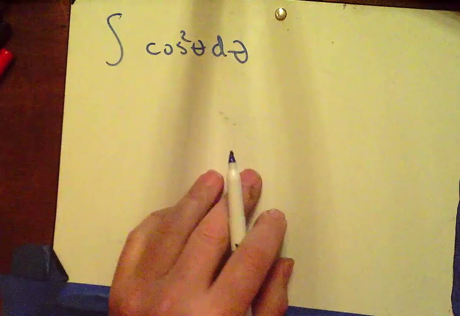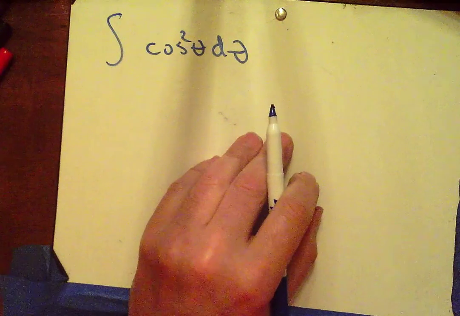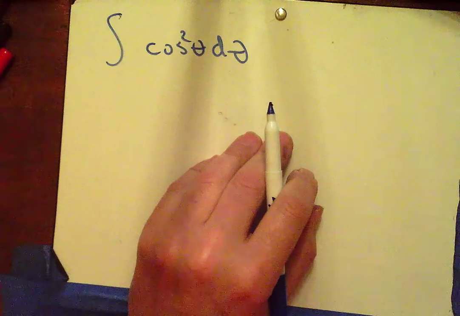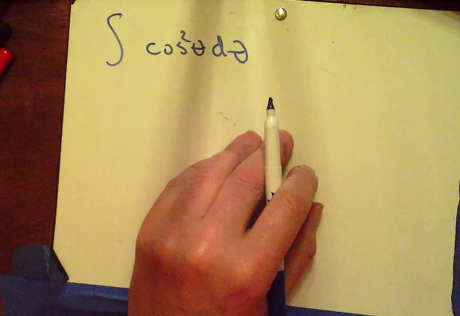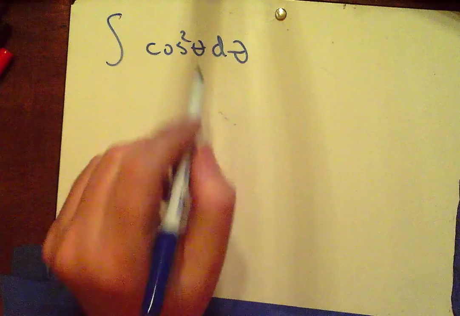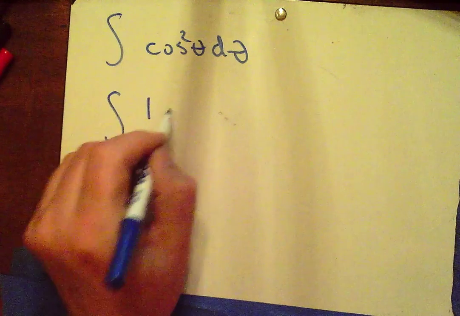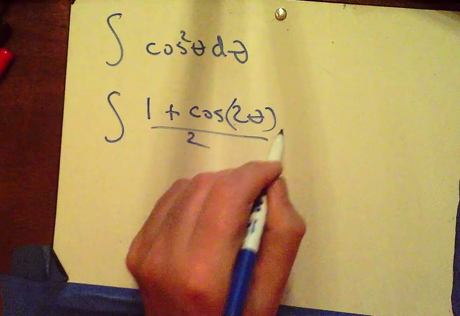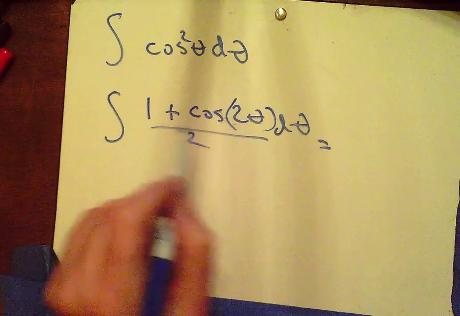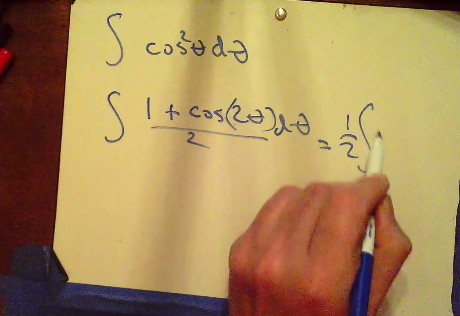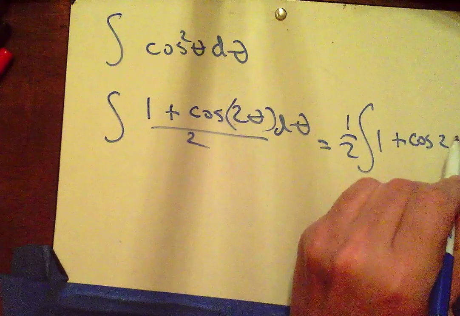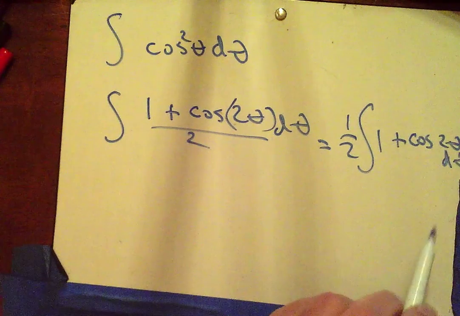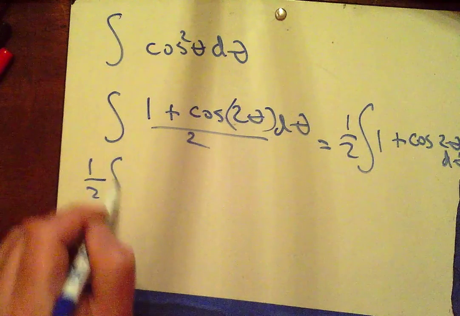How about this one? Integral cosine squared theta d theta. No, I'm not thinking u sub quite yet. No, this is power reducing. I need 1 plus cosine 2 theta over 2 d theta. I'm going to pull that 1/2 out in front. 1 plus cosine 2 theta d theta. And I'm going to split this into two integrals.